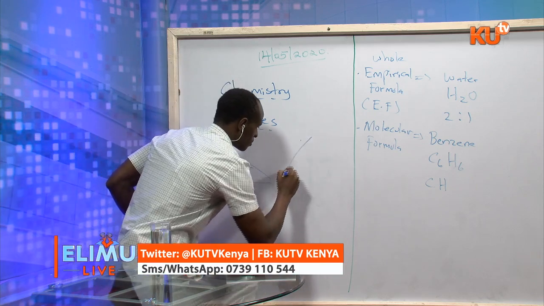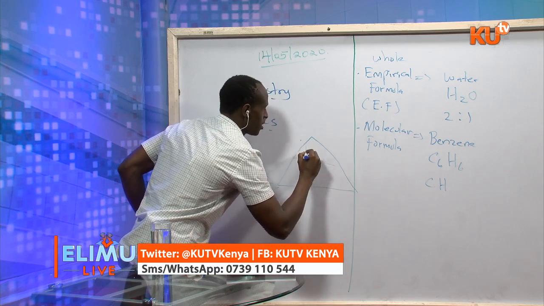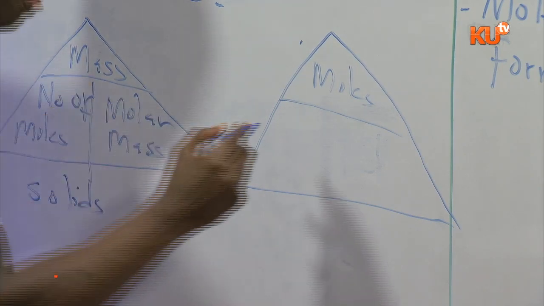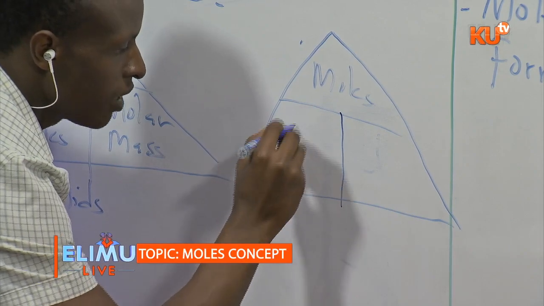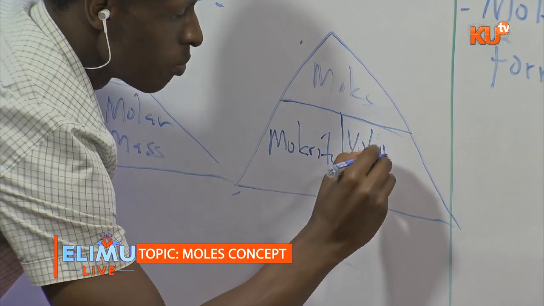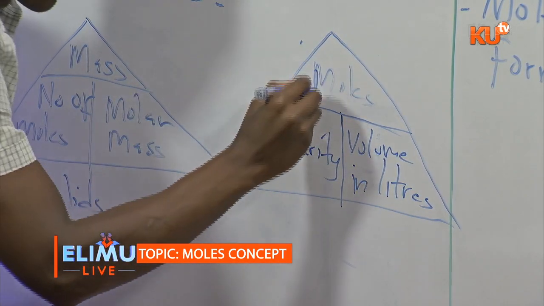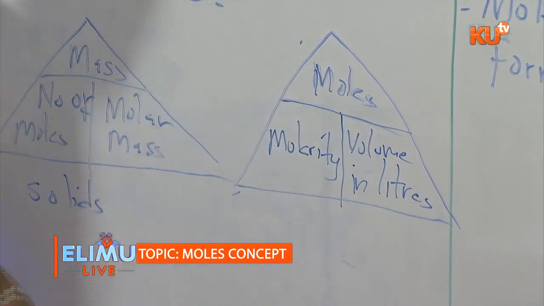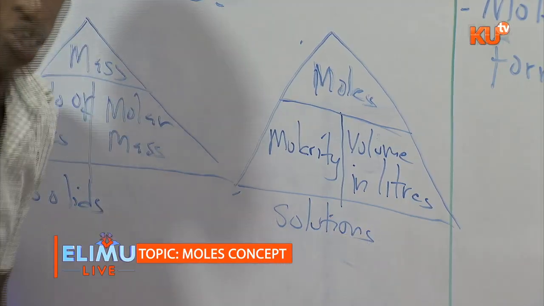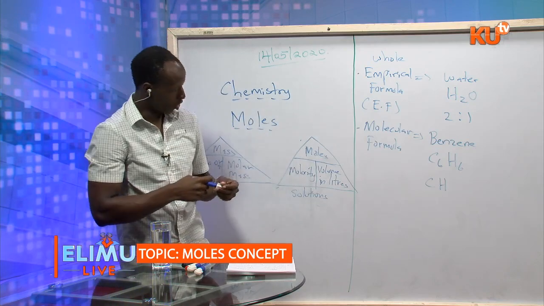The other triangle: on top here, I write number of moles. Then here we write molarity. Then here, volume in liters. This one mainly applies for solutions. And these solutions in chemistry, the major solutions are acids and bases, and sometimes soluble salts.